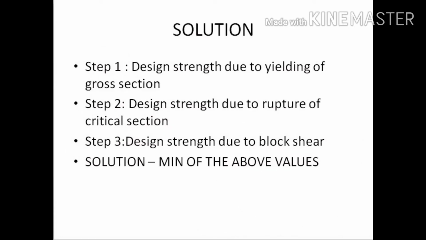So here we have 3 steps. First step is design strength due to yielding of gross section. Second is design strength due to rupture of critical section, that is net section yielding. Third one is design strength due to block shear. So the final solution will be the minimum of these 3 strengths. Okay, so let's start with the first one.